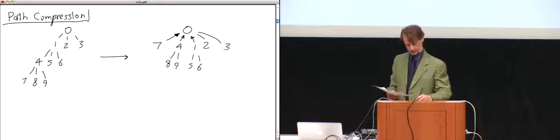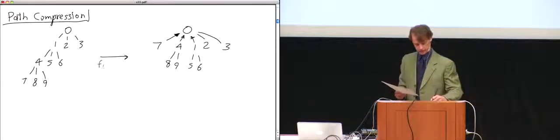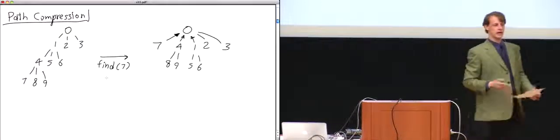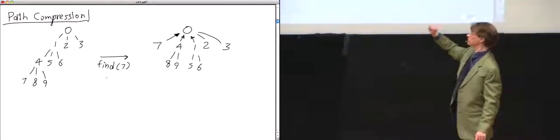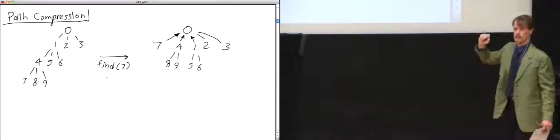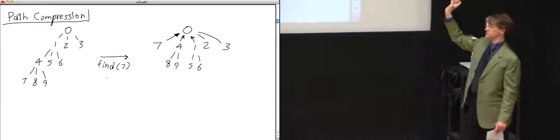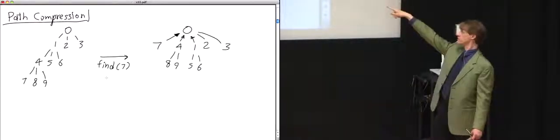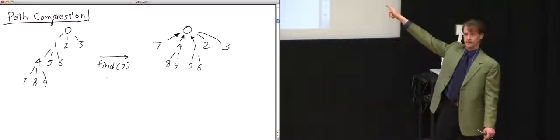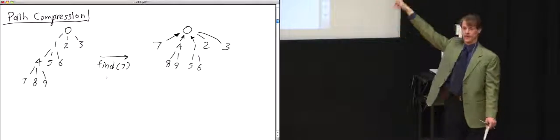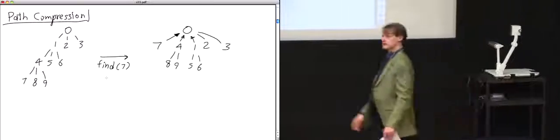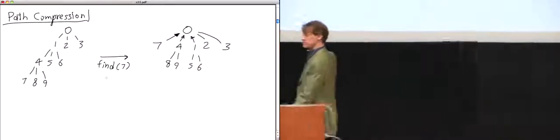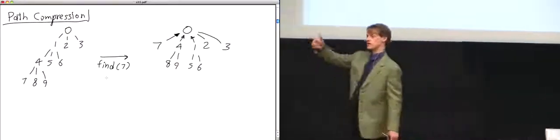And so after one find operation, where I do find 7, I have done path compression. So now the 7 points to the root, and the 4 points to the root. And notice that not only did that reduce the depth of 7 and 4, it also reduced the depth of 8 and 9. If I now do a find 8, it will take fewer steps to get to the root than it would have before. So this path compression is actually maybe saving time on a lot of future find operations.